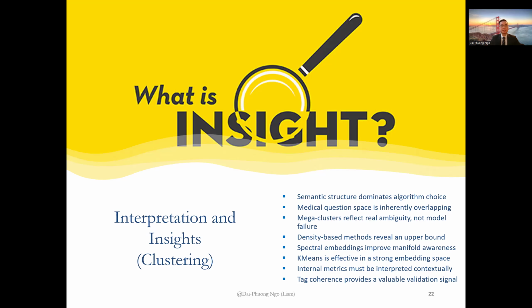Internal metrics must be interpreted contextually. Moderate global silhouette scores are expected in noisy, short-text medical data and do not imply weak cluster quality. Tag coherence provides a valuable validation signal. Alignment between clusters and tag distributions supports semantic interpretability beyond geometric metrics.